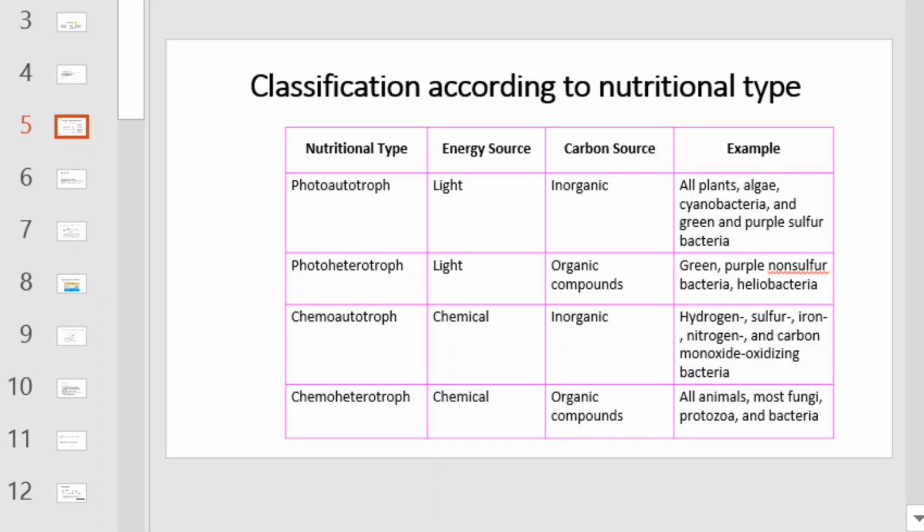This table will provide you with a summary of organisms by nutritional type and also indicate their energy and carbon source. Before moving on, pause the video and take a moment to familiarize yourself with some examples of organisms in each nutritional category.